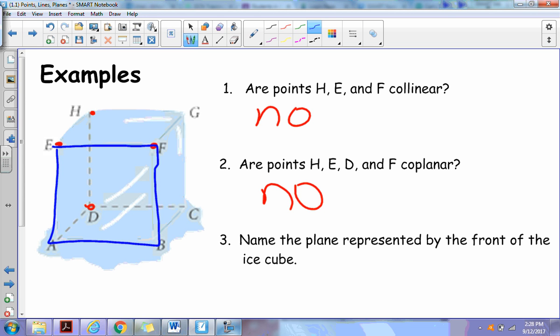Name the plane represented by the front of the ice cube. So that's the front. How many points do I need? Three. So I'd call it plane A, E, F. If you want to tack on the B, that's fine. A lot of times, if the plane is a square and it has points on the ends, they just use the points on the ends. So sometimes you will see a plane named with four letters, and that's okay too. If you stopped at F, I'm cool. If you want to do all four, that's cool too.